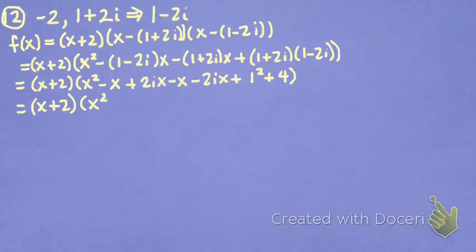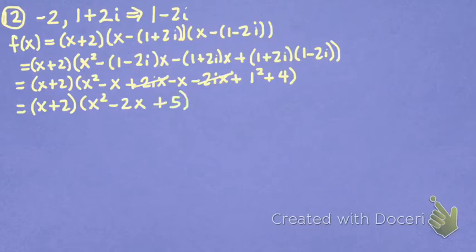And we've got for our second factor x squared, then we have a minus x and a minus x is minus 2x. And then this plus 2ix and the minus 2ix take each other out. And at the end, you have 1 plus 4, which gives us plus 5.